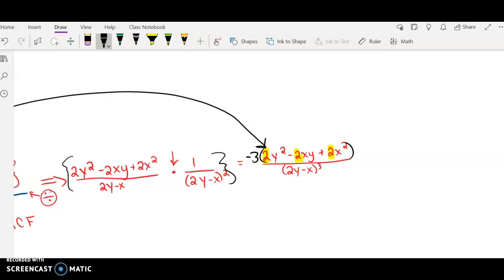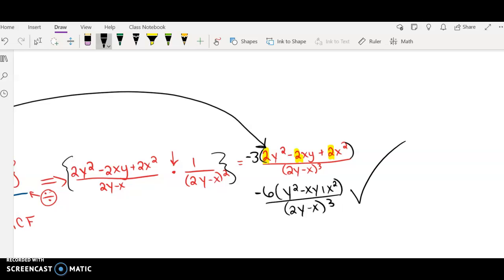And what I can do is factor out that 2. And when I factor out that 2, that's going to become a negative 3 times 2 on the outside. And I'm not going to write it like that. I'm actually going to put negative 6. And that will leave me with y squared minus xy plus x squared divided by 2y minus x all cubed. That's not a pretty way to write it. Let's make it look neater, guys.